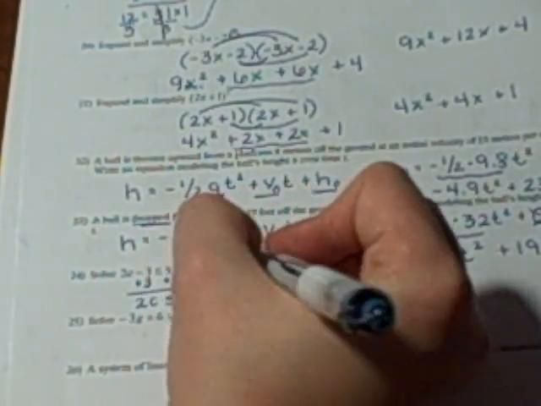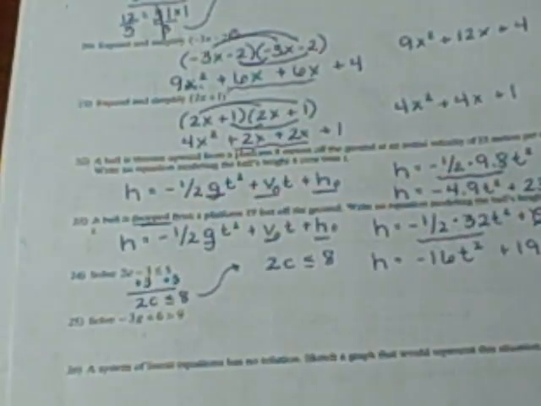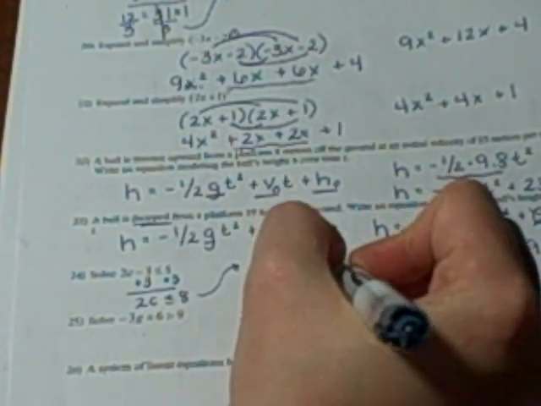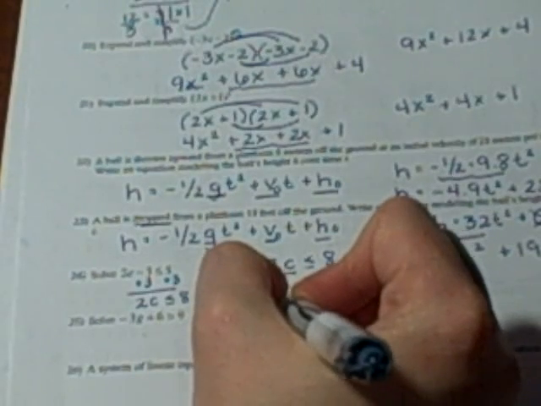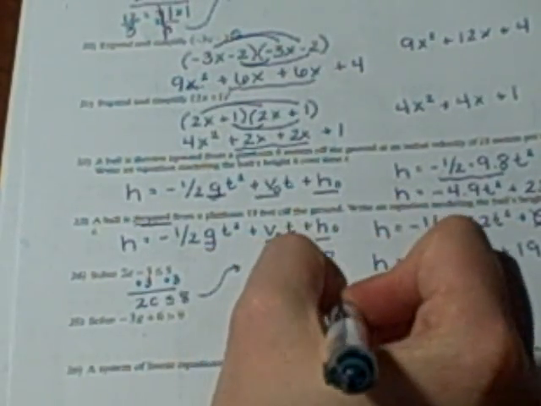Let me just rewrite that over here. So 2c is less than or equal to 8. Okay. And then I would divide both sides by 2 and end with c is less than or equal to 4. That's it. That's your final answer for that one.